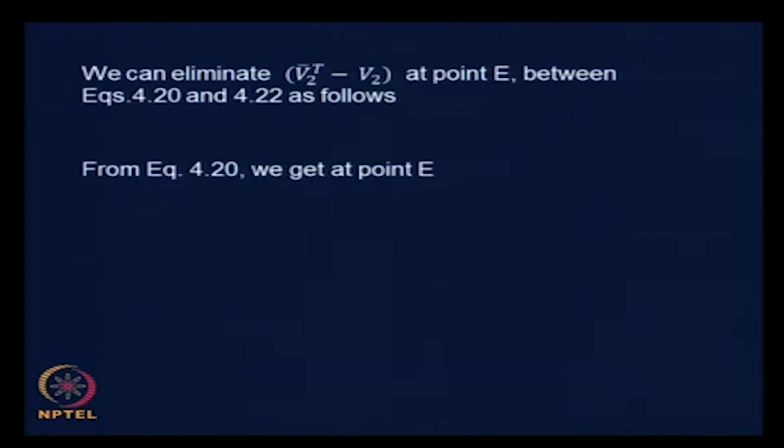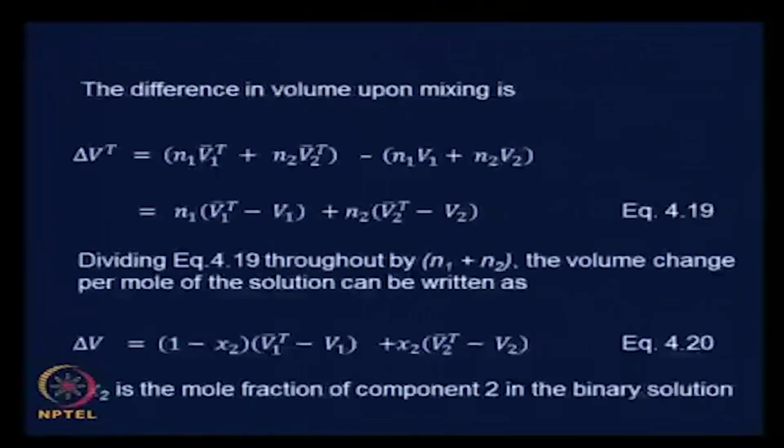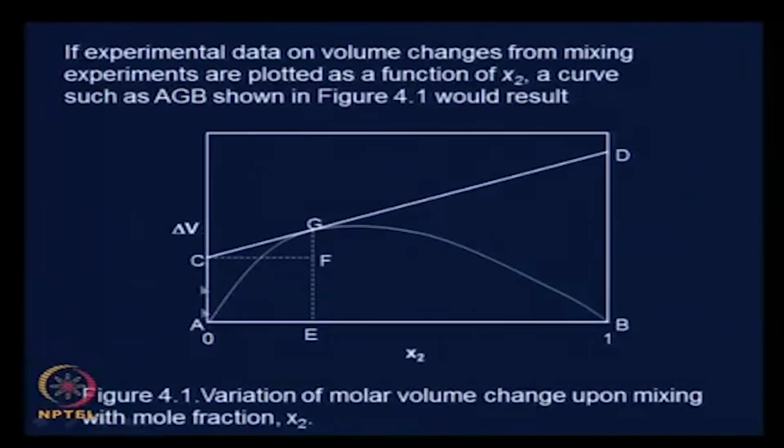Actually what you are finding out is V1 T hash minus V1, that is the intercept, not the V1 T hash itself. I should correct myself here: this distance AC is actually V1 T hash minus V1, and this distance is V2 T hash minus V2, and since we know the molar volumes of the pure components, V1 T hash can be computed from this distance and V2 T hash can be computed from this distance. Please make that correction.